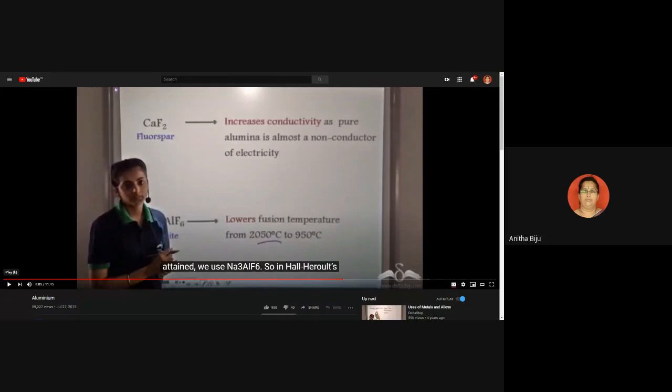This is the second use of electrolyte, that means cryolite. What is the function? Lowers the fusion temperature. Otherwise, it would have the melting point of 2050 degrees Celsius. Now because of the presence of cryolite, the temperature decreases to 950 degrees Celsius. This is the second point. These are the two roles that you can remember.